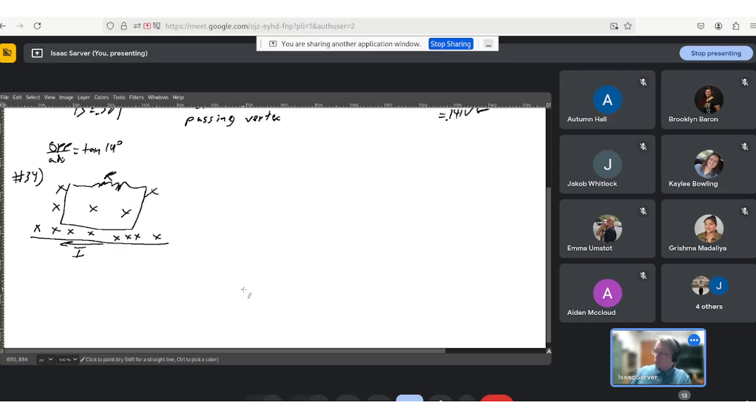Like so. Alright. So, it's increasing going that way. But I is decreasing in time. Okay. So if I is decreasing in time, that means the B is also decreasing in time.